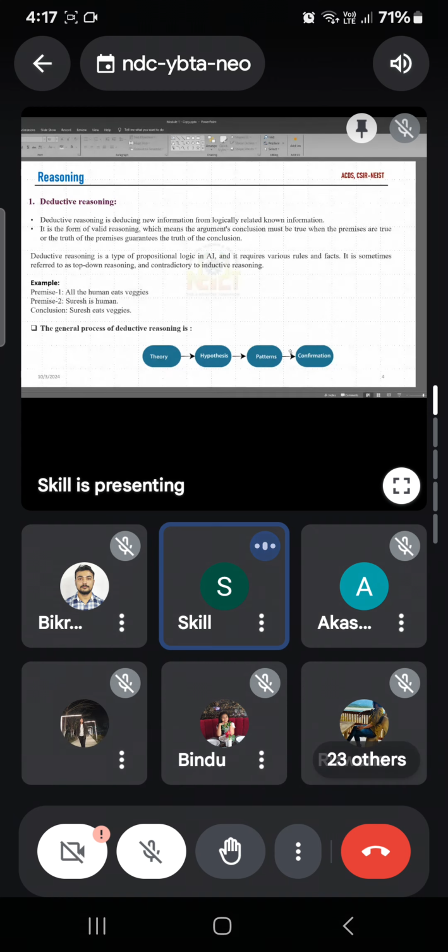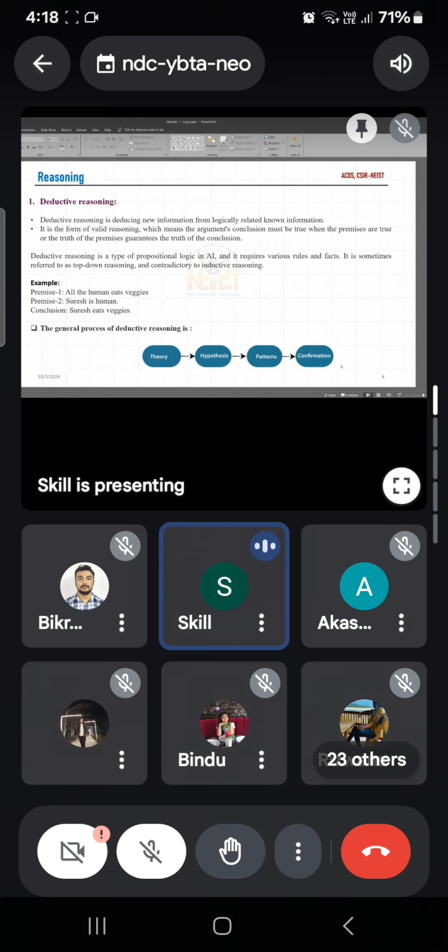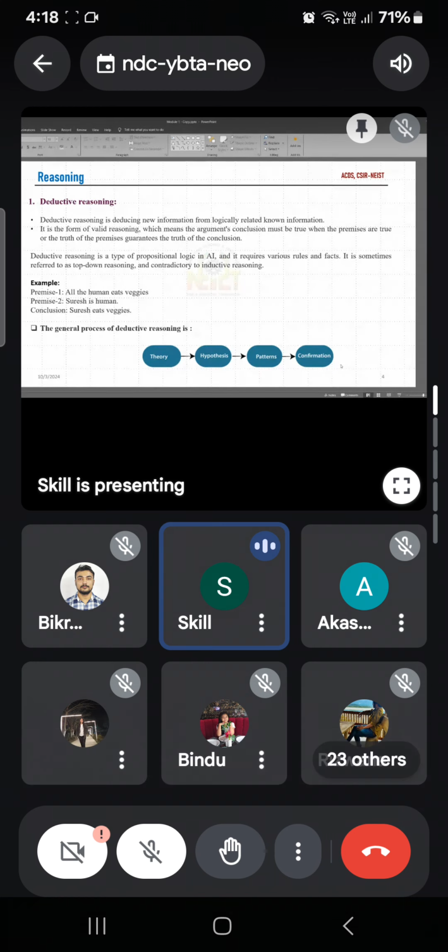So here we are explaining it with a diagram: theory, then hypothesis, patterns, confirmation. We have already seen how deductive reasoning takes place. It starts with a theory to provide a broad understanding of a phenomenon. Then we formulate a hypothesis based on that theory to make specific predictions. After that, we observe the patterns in the data collected through experiments or observations related to the hypothesis. Finally, we confirm the hypothesis and it is true. In this way, we can conclude about deductive reasoning.